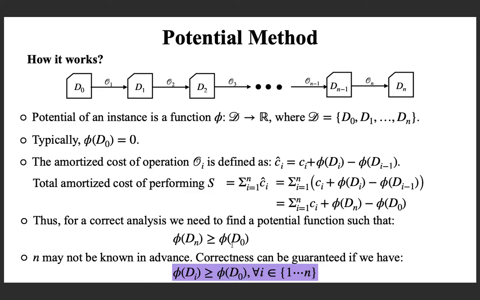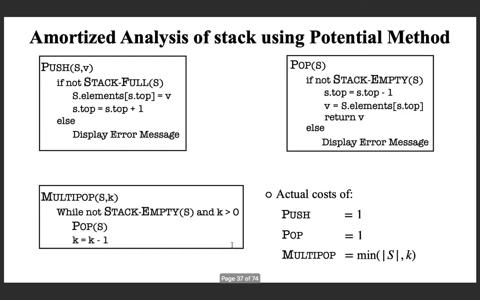So, this is the correctness condition. The potential of the ith instance is greater than or equal to the potential of the initial instance. That is the correctness criterion for the potential method. Now, we can proceed and see how we can perform amortized analysis on the stack data structure using the potential method.